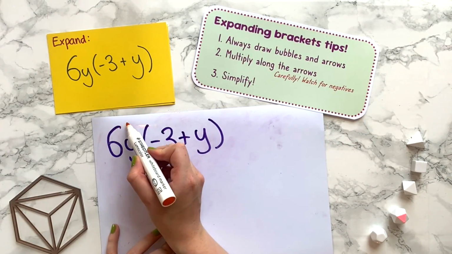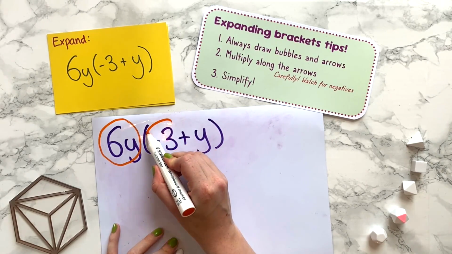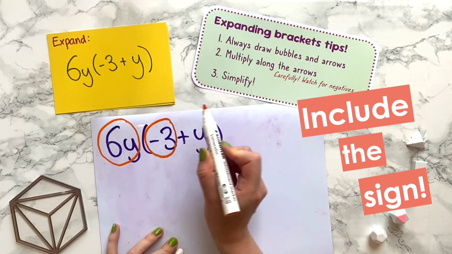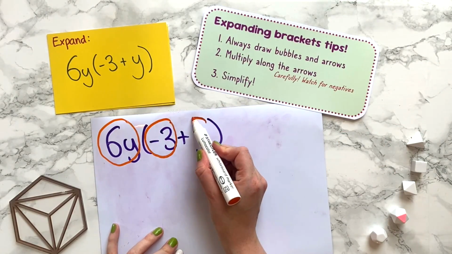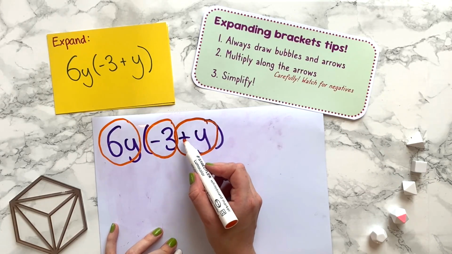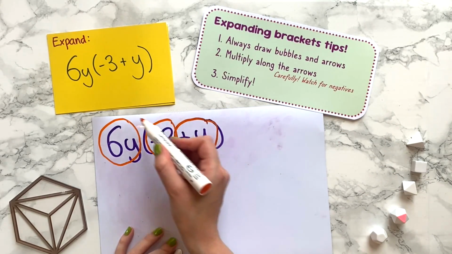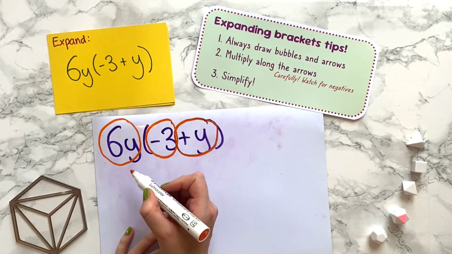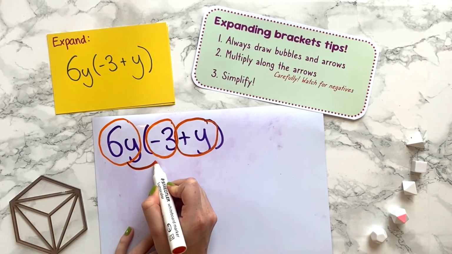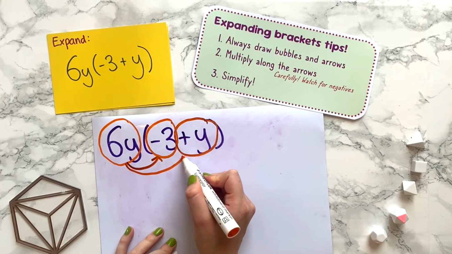So our bubbles go around the term outside the bracket, and then the first term in the bracket, remembering to include any signs that come before the number, and then the next term in the bracket, again including any signs. So we always include signs to the left, the ones that come before the thing we're circling. Then we're going to draw our 2 arrows, and they both come from this bubble outside the bracket. So we've got one arrow going to the first term inside the bracket, and another arrow going into the next term in the bracket.